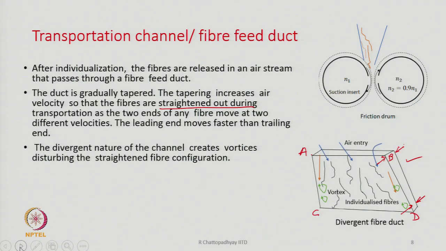But it has also been shown that the divergent nature of the channel creates vortices, shown by this vortex that gets created. Because of this, some of the fibers actually lose their straightened configuration. They can also get deformed because of the vortices which are generated.